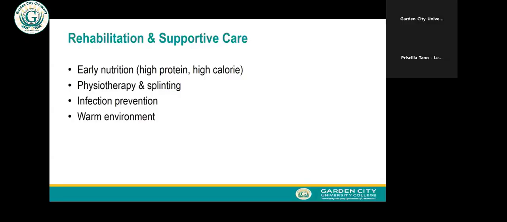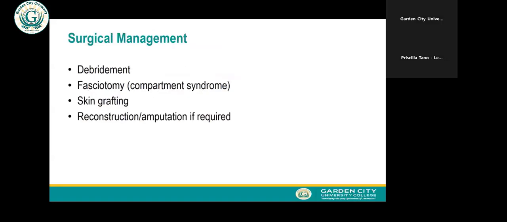These are just a few, so please find out more about what they need in terms of their nutrition. Then physiotherapy, splinting, infection prevention, warm environment.